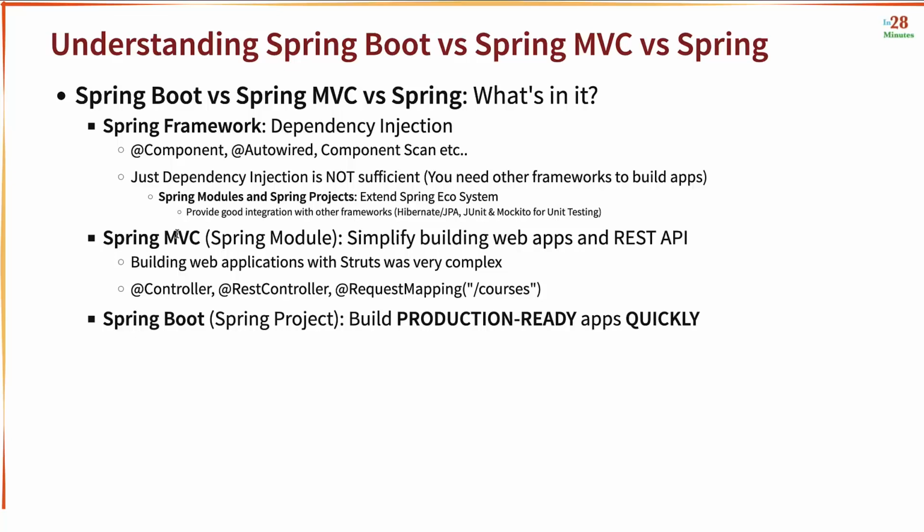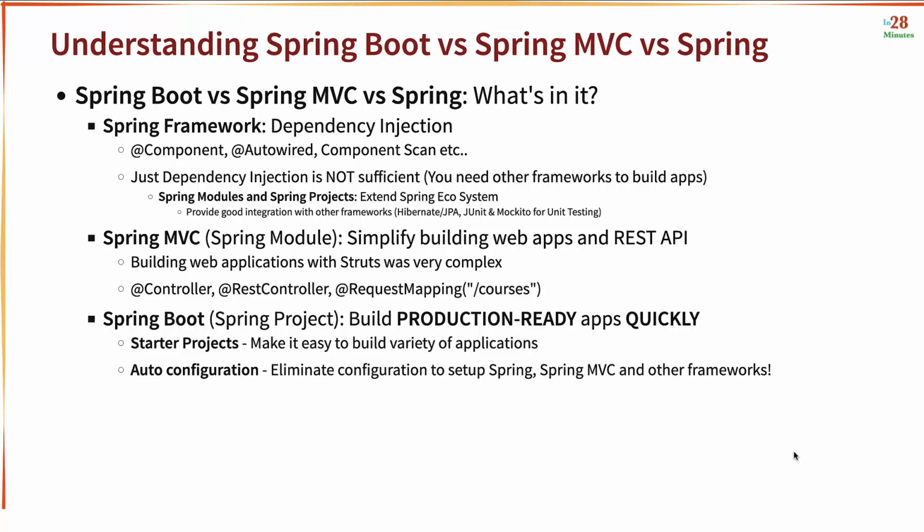Spring Boot is a Spring project. As we discussed earlier, the goal is to help you build production-ready applications quickly. The key features of Spring Boot are starter projects and auto configuration. If you want to develop a web application, the web starter would bring in all the dependencies that are needed. And auto configuration would eliminate the need to set up Spring MVC and other frameworks. It automatically provides a default configuration based on whatever is in your classpath.